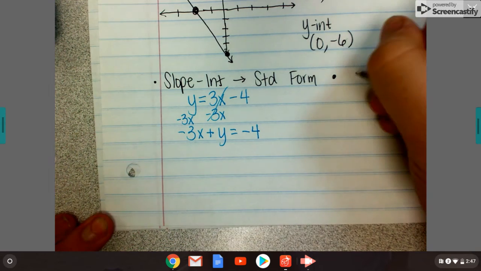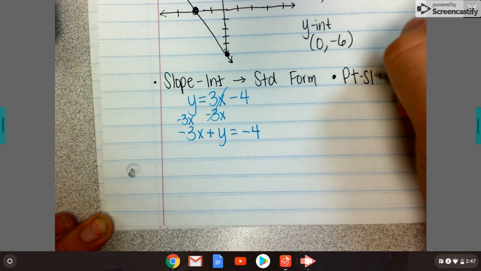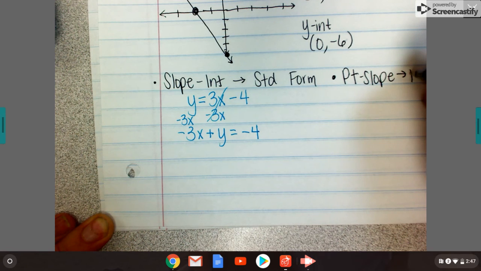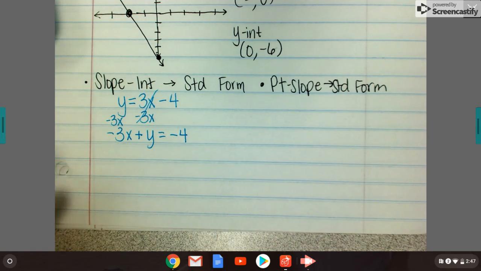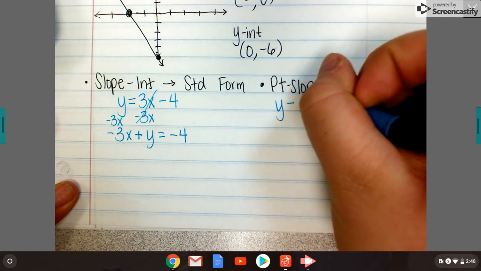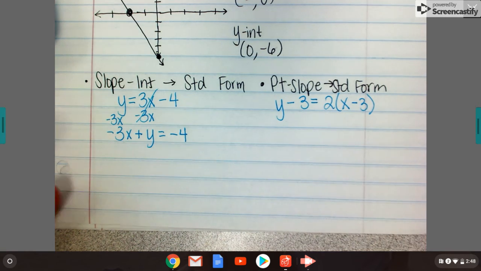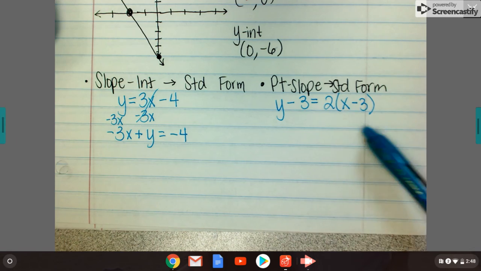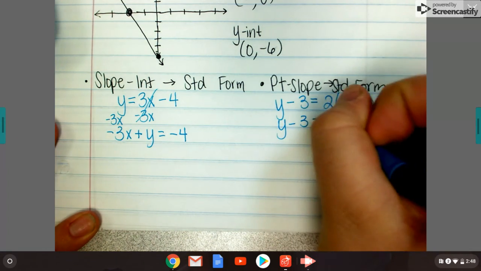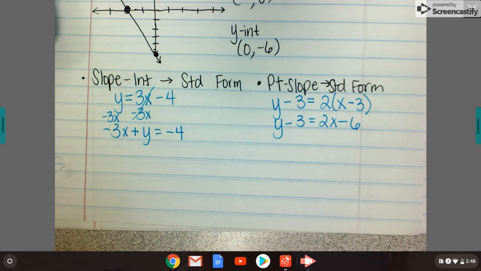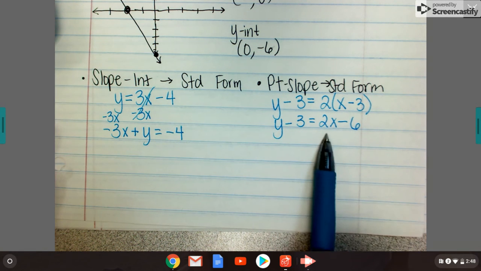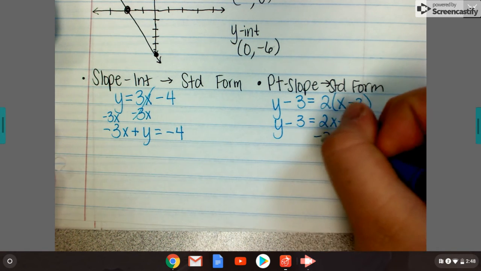The other one is moving from point-slope form to standard form. So if I started off in a format like this, y minus 3 equals 2 times the quantity x minus 3, that's in point-slope form. And we'd like to get ourselves into standard form. First off, standard form has no parentheses, so let's get rid of those by distributing the 2 to both terms. I want x's and y's on the same side, so let's subtract our 2x over.